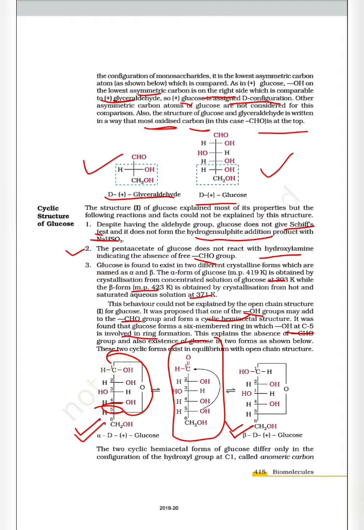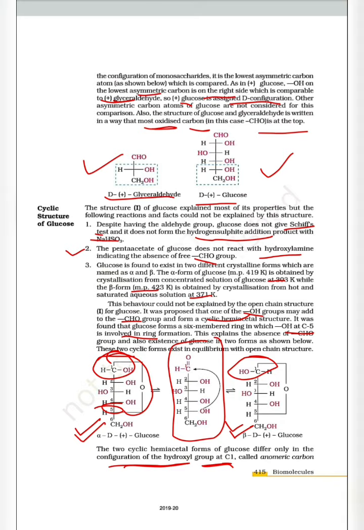This explains the absence of aldehyde group and also the existence of glucose in two forms as shown below. These two cyclic forms exist in equilibrium with open chain structure. The two cyclic hemiacetal forms of glucose differ only in the configuration of the hydroxyl group at the first carbon. Here we can see that the hydroxyl group on the first carbon in alpha form is on our right hand side, while in beta form, the hydroxyl group on the first carbon is on the left hand side.